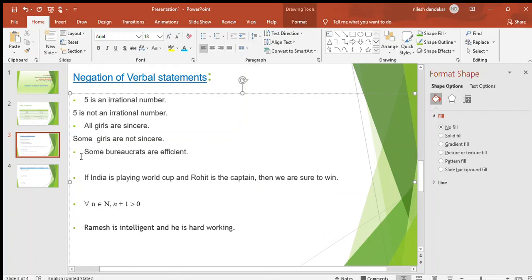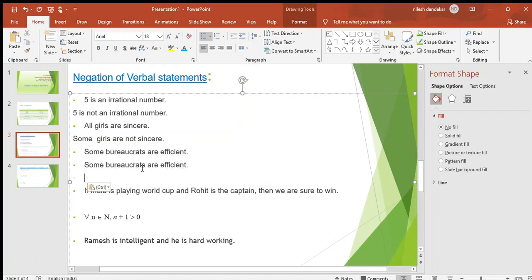Some bureaucrats are efficient. So again it is a simple statement. Write it as it is. But instead of some, now we have to write all. All bureaucrats are not efficient.